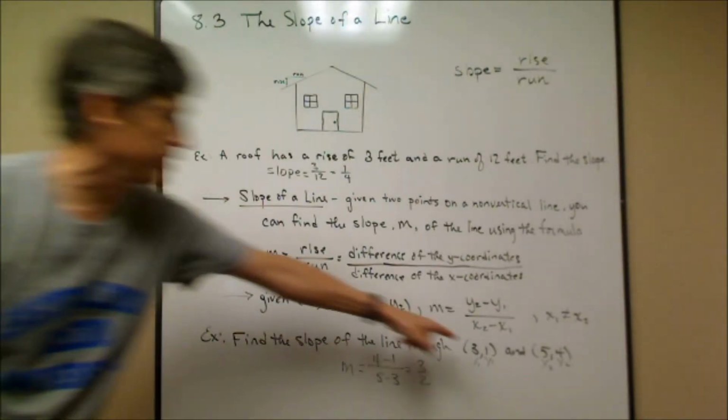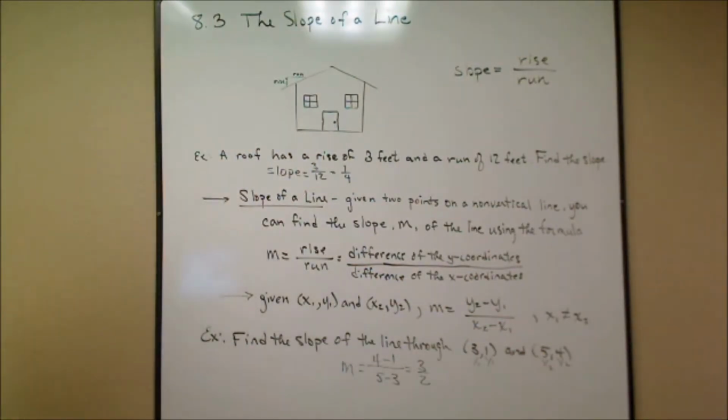If I was to graph these 2 points on the Cartesian plane and draw a line that goes through them, the slope of that line would be positive 3 over 2, the rise over the run. Now if you're wondering, should I change that to a mixed number? No.